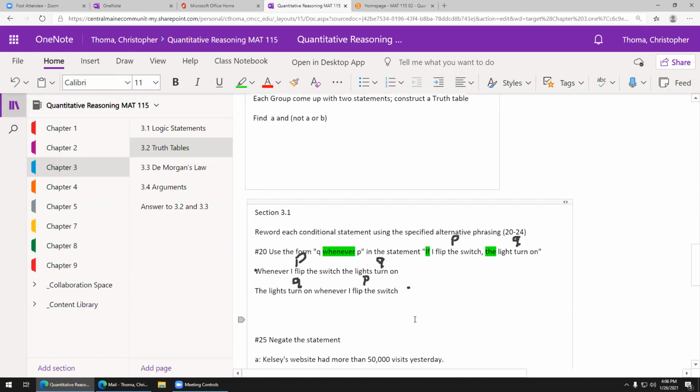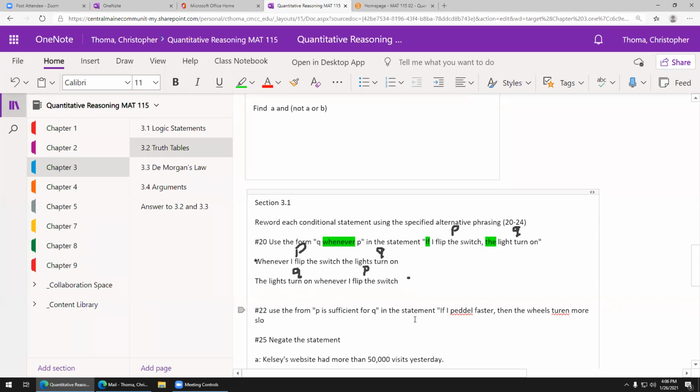I'm going to do the even ones. That way, if you want to go back and look at the odds, you have the answers too. Number 22, use the form P. Yeah, they're all in order now. So 23 swaps them again. Use the form P is sufficient for Q in the statement: if I pedal faster, then the wheels turn more.